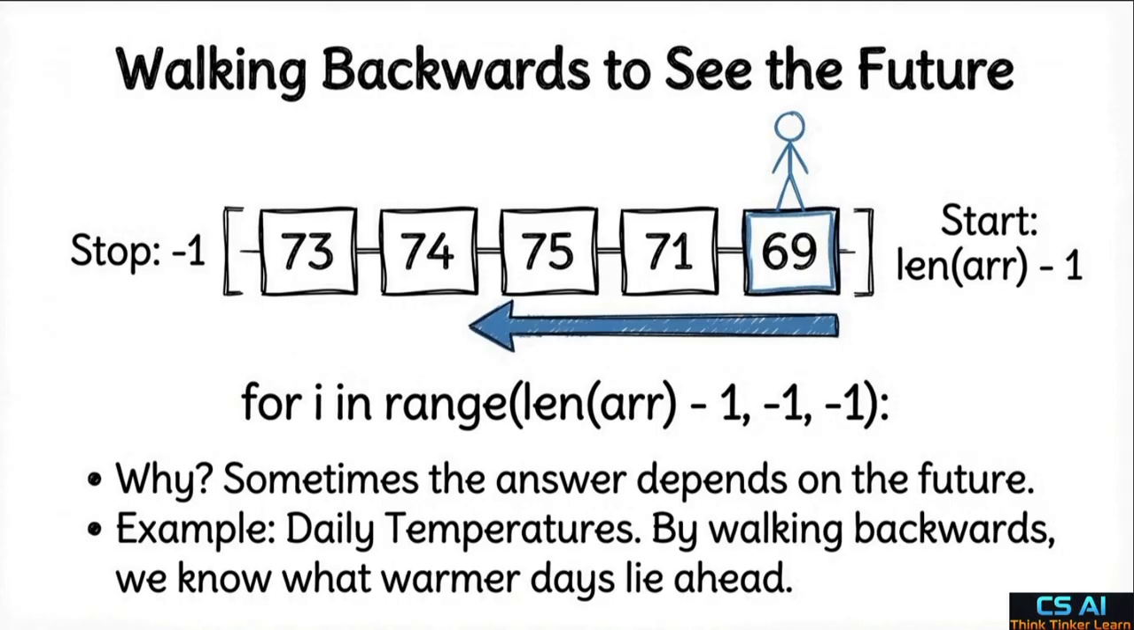But why would we do this? Because sometimes the answer for the element at your current location depends on the future. That is, the elements that come after it. A great example is the daily temperatures problem. To find out how many days you have to wait for a warmer temperature, it's much easier if you start from the end. By walking backwards, you've already processed the future days and you can use that information to make a quick decision for the current day. It's a powerful way of thinking.